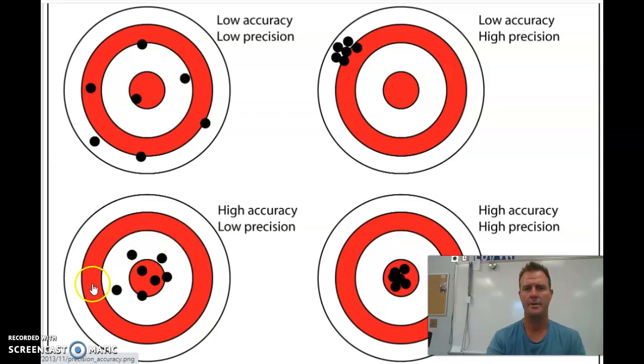Here you have them hitting what we would call an accepted value, in this case the bullseye. However, the clumping is not all together like it is in the middle, so high accuracy, low precision. Here, not anywhere close to the bullseye target, so low accuracy. However, all of them are in fact clumped, high precision. And then finally we have both of them, high accuracy, high precision, because they're all in the bullseye.